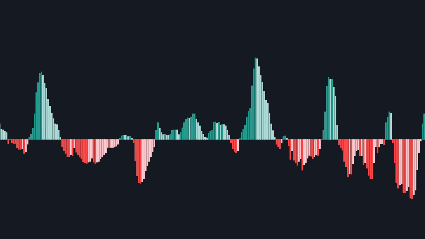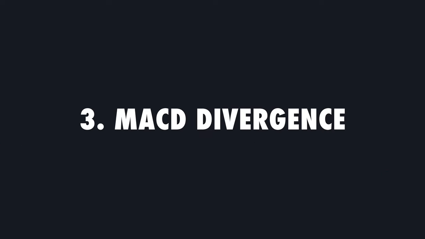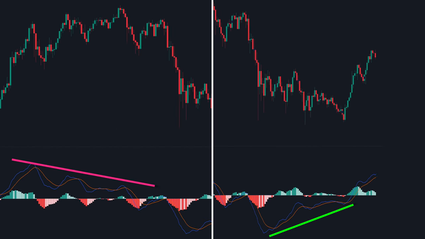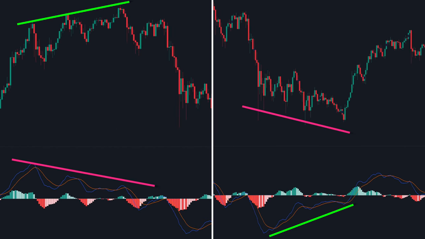But another way to use MACD is through histogram analysis. Traders often pay attention to the histogram's height and direction. Rising histograms indicate increasing momentum, while falling ones suggest decreasing momentum and may result in a possible trend change. And last but not least is the divergence analysis. MACD divergence occurs when the price of the asset moves in the opposite direction of the MACD indicator. This can signal potential trend reversals.